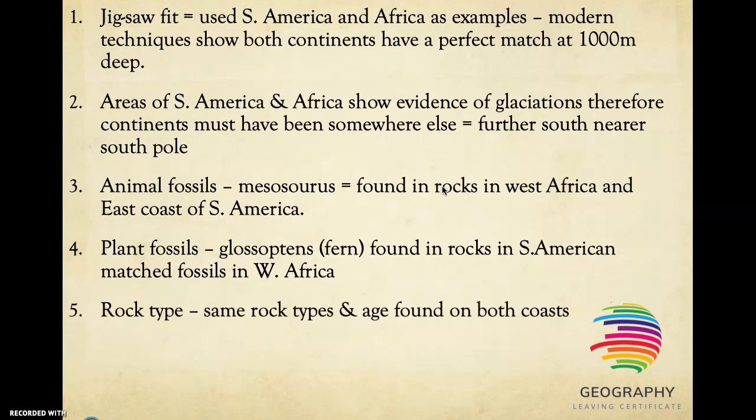He also checked the rock type. So there was the same rock type, and not only was there the same rock type, but they were the same ages and they were found on both of the coasts. So those rocks were formed at the same time in the same place. However, if we looked at them now, we'd say they're on two different sides of the world, so therefore they must have been together at some stage.